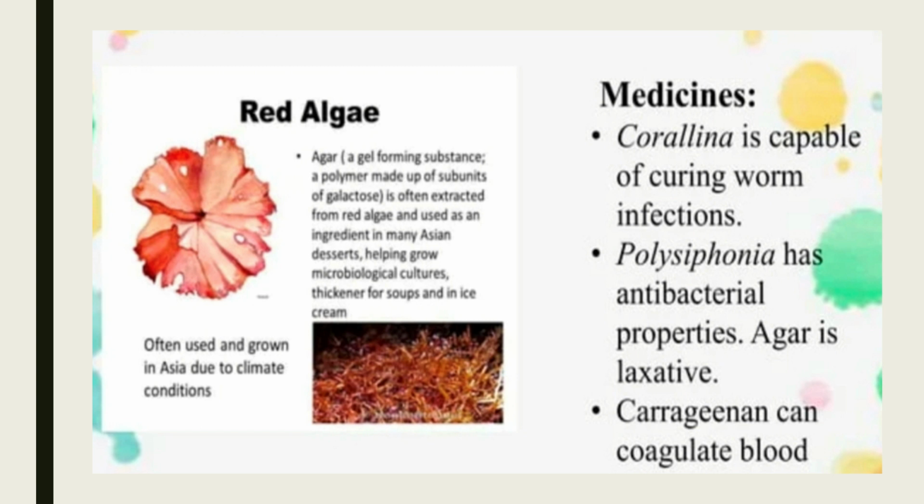Agar is mainly used in food, cosmetics, and other industries, and as a solidifying agent in culture media. Some species have medicinal properties. For example, Corallina species can cure worm infections, Polysiphonia has antibacterial properties, agar, as I mentioned before, has laxative properties, and carrageenan can coagulate blood.